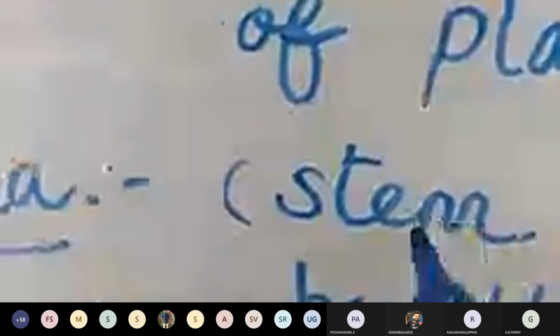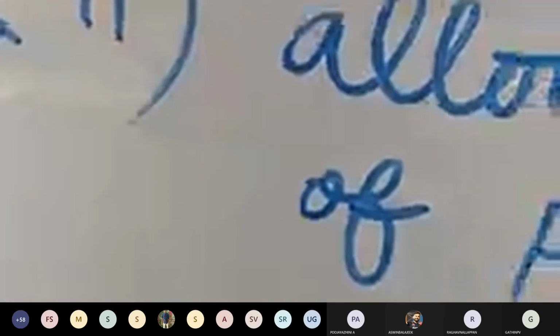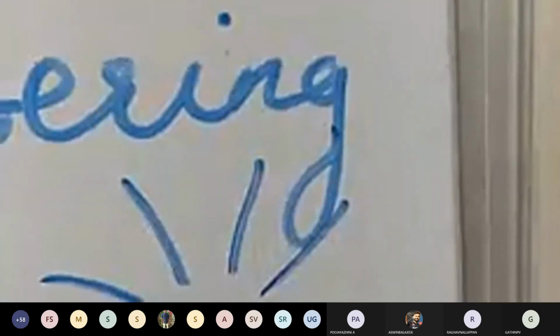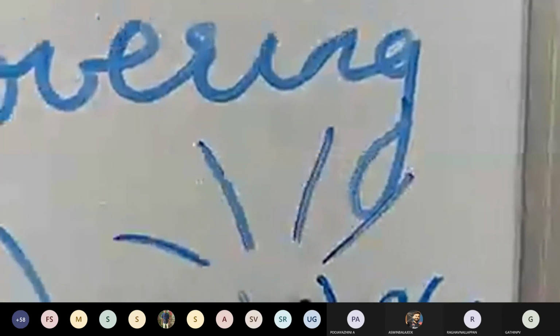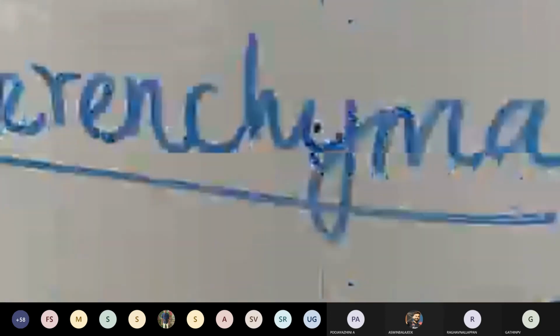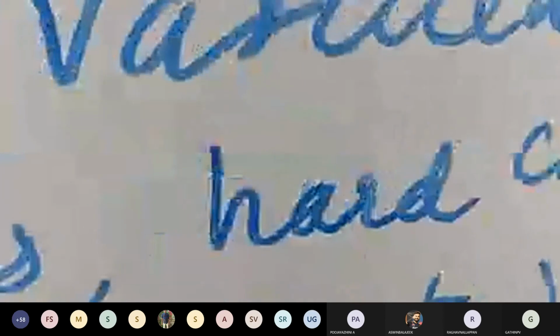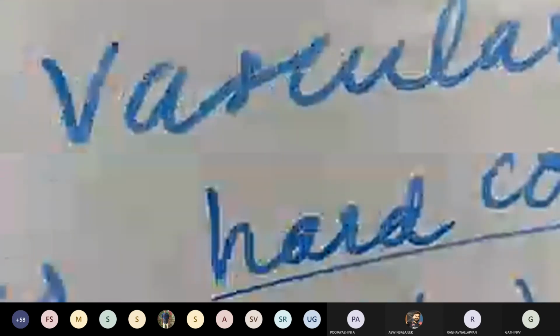Where are sclerenchyma cells present? In the stem of woody plants. Woody plant means the trunk portion of the plant, like neem tree, banyan tree, peepal tree. They have a woody trunk portion, and only after that do they have branches. This woody trunk portion is brown in color and made up of dead cells. This area is occupied by sclerenchymatous cells. And also the vascular bundle and the hard covering of the seeds and nut.